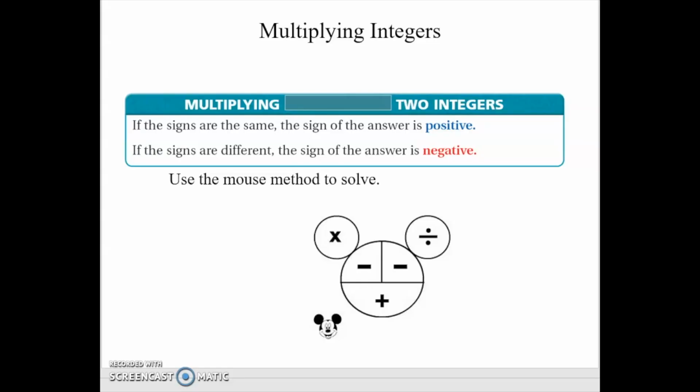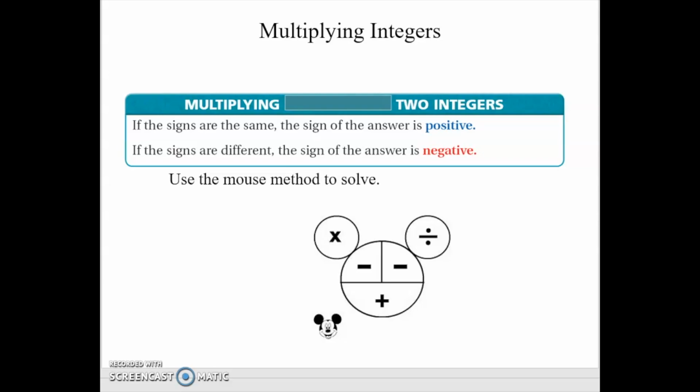Students, today we're going to look at the rules for multiplying integers. That's multiplying positive and negative numbers together. So first we're going to look at the rules written out in words. If we're multiplying integers, that's where one of the numbers is positive or both of the numbers are positive and one of the numbers is negative.